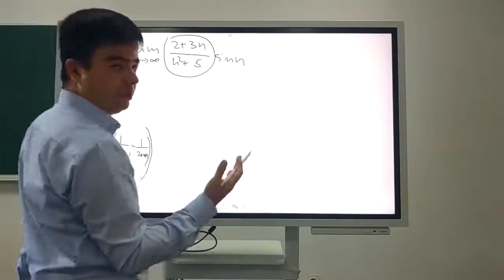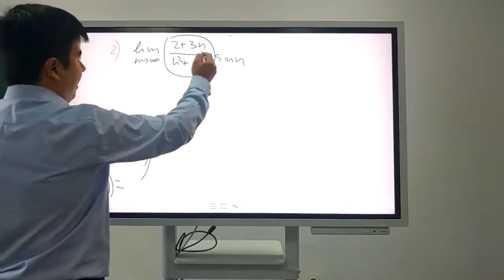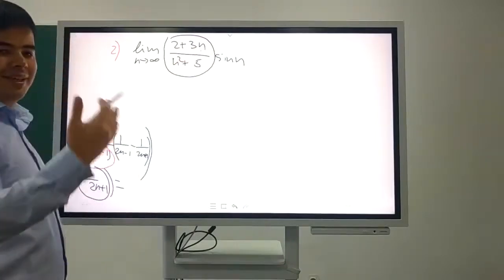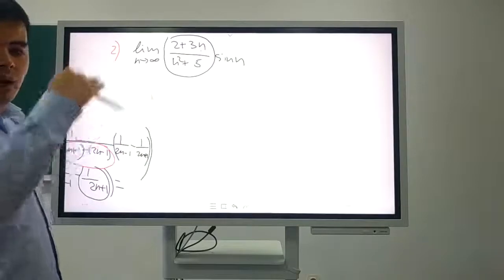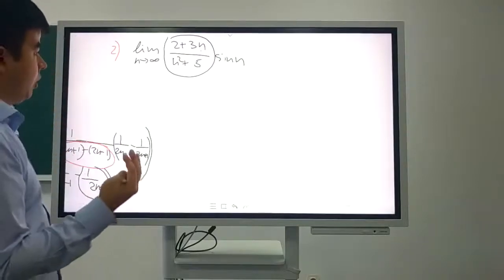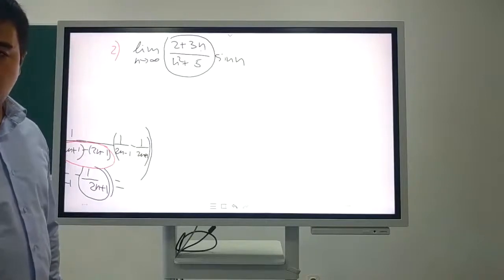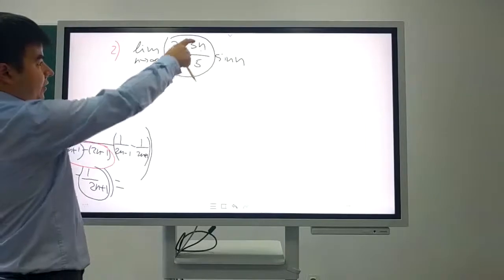What can we do here? In the numerator we have n to the first power and in the denominator we have the second power. It means that the power of the denominator is greater than the power of the numerator. So it means it goes to 0 because the denominator goes to infinity faster than the numerator.